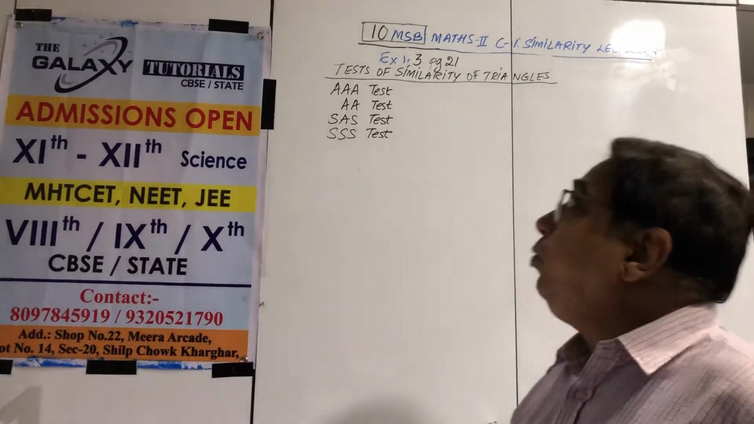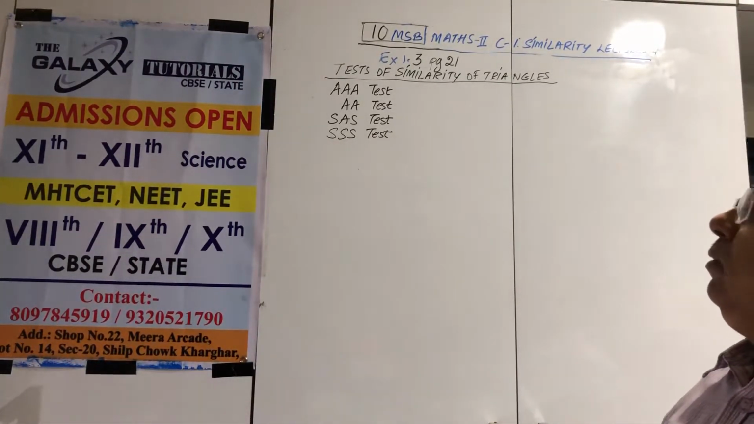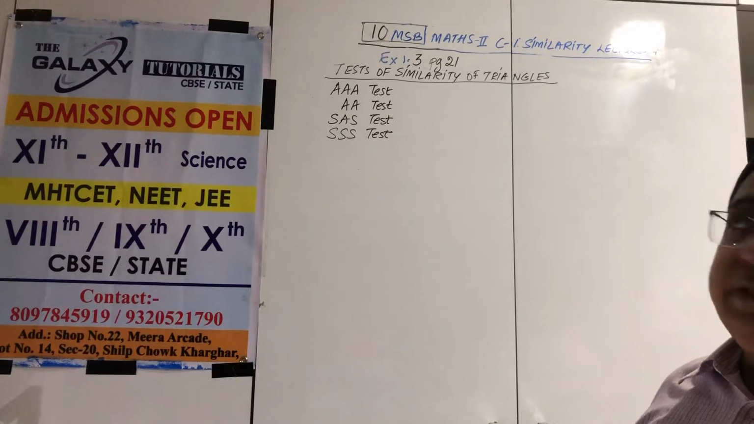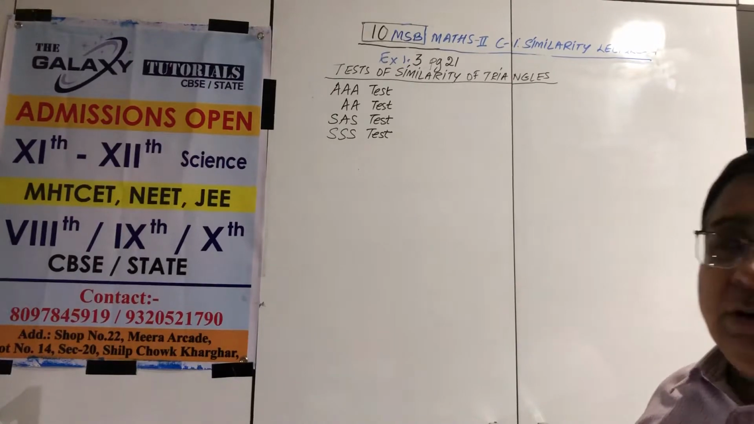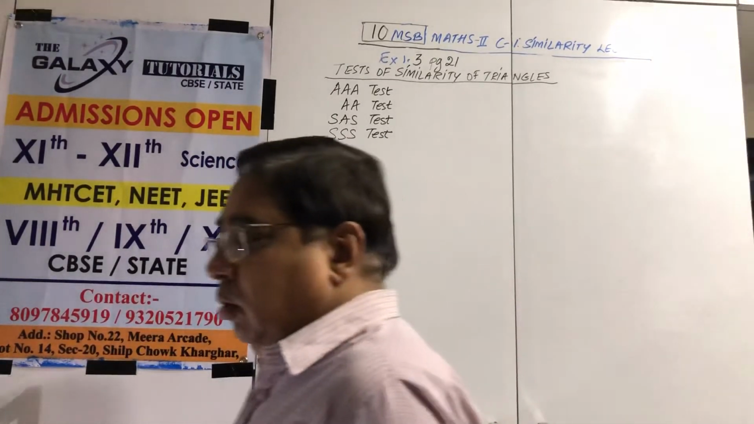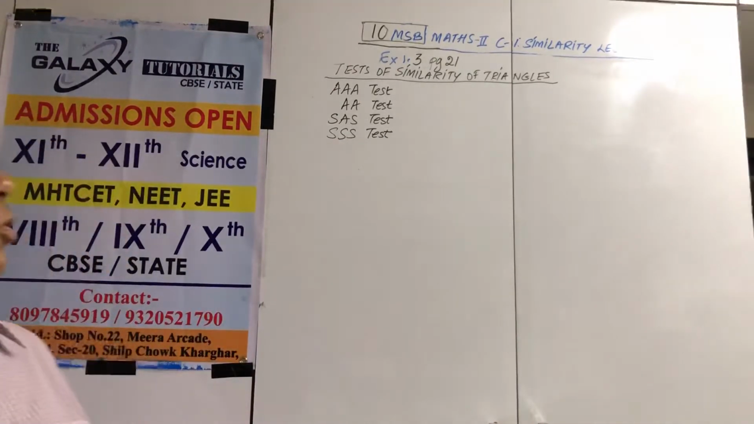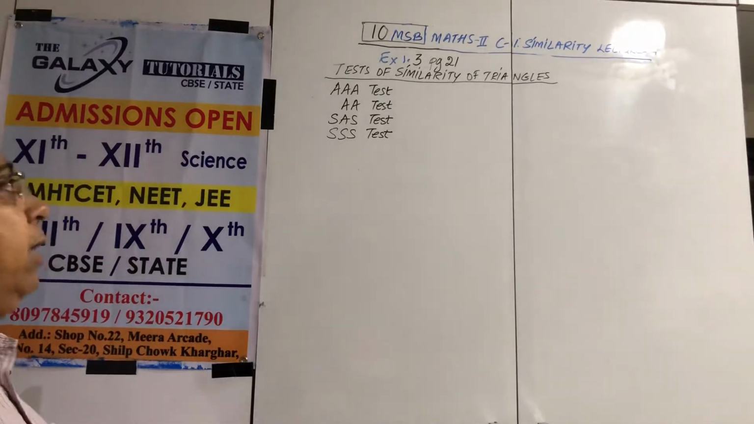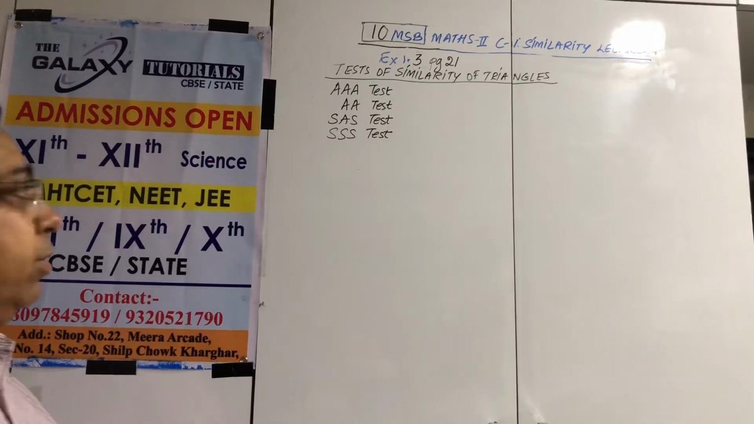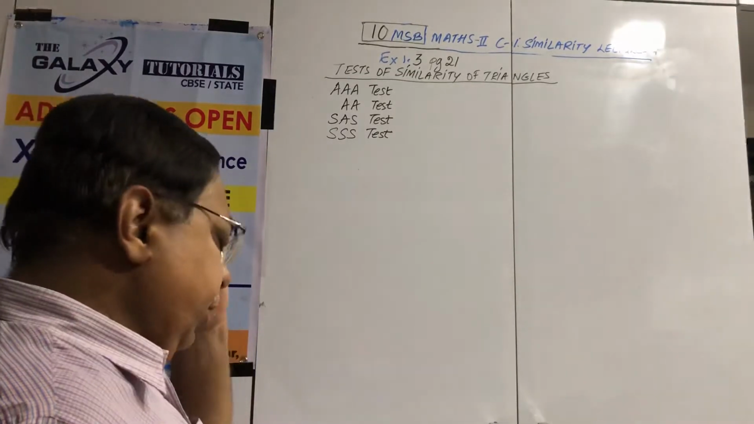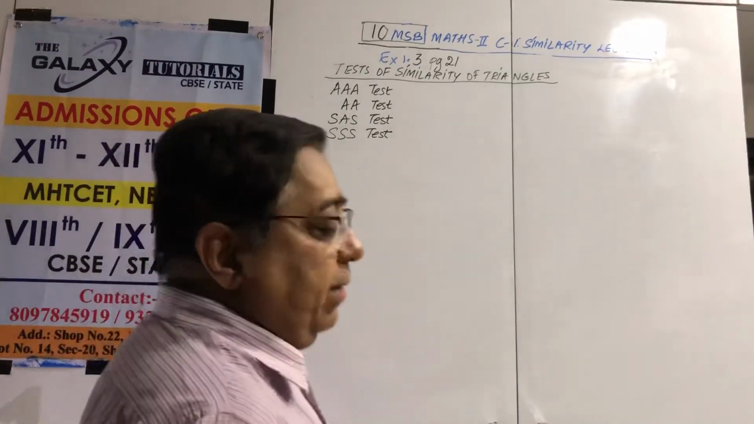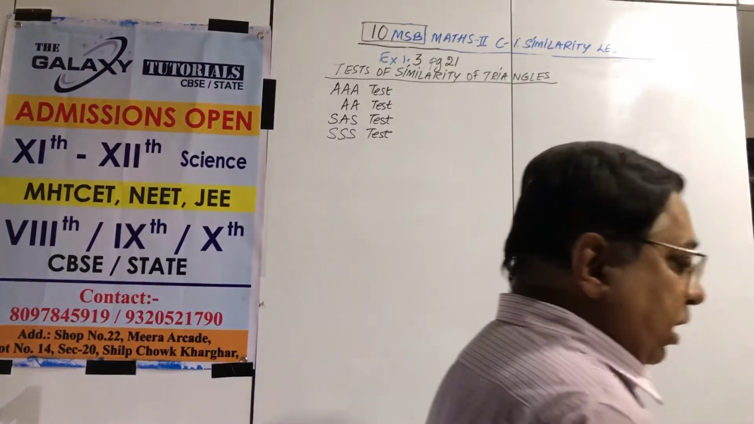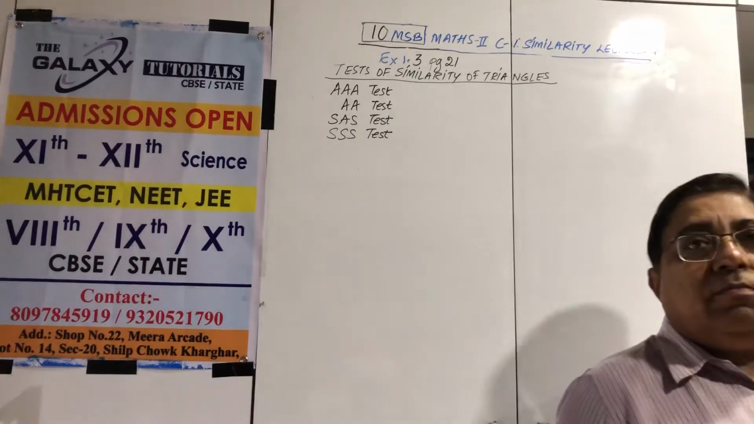Okay, today we are seeing further exercise, the third exercise of similarity on page number 21 of the Maharashtra State textbook of the 10th standard, Maths 2. And this is the fourth lecture on similarity. Before going into the exercise, we have to learn about test of similarity of triangles. We have to recollect from our lower standards.